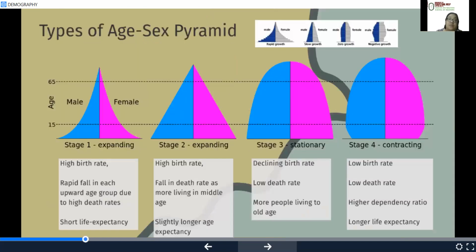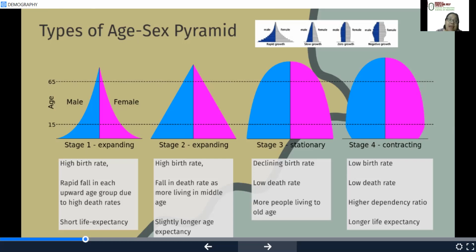So there are different types of age sex pyramid with stages 1, 2, 3, and 4 respectively. So stage 1 would have a high birth rate and would have a rapid fall in each upward age group due to the high death rate. So remember, high birth rate and high death rate would be your stage 1.